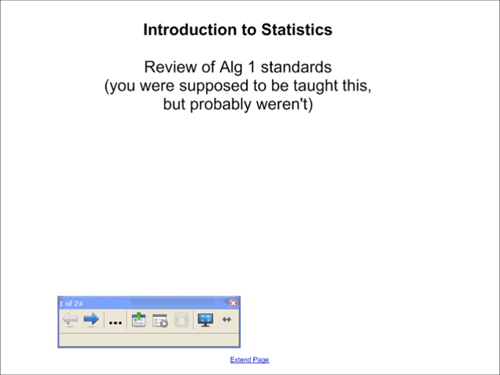Hello, everybody. What we're going to be working on today is a review of the Algebra 1 standards on statistics. This is all stuff that, according to the state, you were supposed to be taught, but wasn't tested 2 years ago. And in the rush at the end, a lot of people didn't get this material. And so I just want to do a quick overview of it. We don't have to know how to do all this stuff for Algebra 2, but we need to be aware of it, or else what we're going to do next does not make sense.